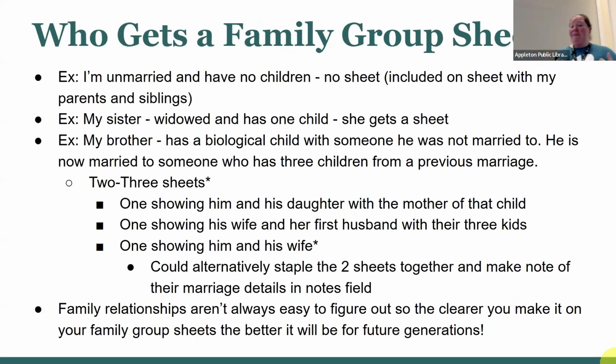So for example, I'm unmarried, no kids. I don't get my own family group sheet because I'm already included on the sheet with my parents and my siblings. My sister, she's widowed, so she had been married. She has a child. Well, she gets her own sheet.